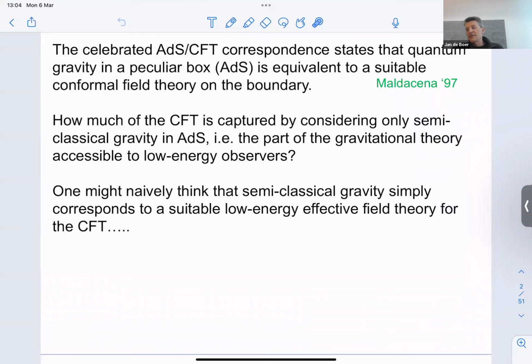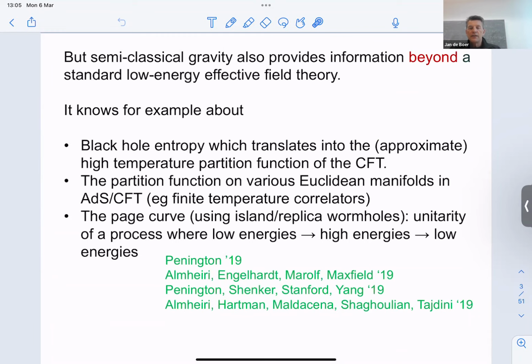But that's not quite how it works, because gravity is just different from quantum field theory. And in particular, semiclassical gravity knows a bit more than just applying low energy effective field theory to the boundary CFT. An example of something the boundary theory knows about that normally would be unavailable in any low energy approximation is that, just in the semi-classical gravitational theory in AdS, you can compute the partition function of the CFT at arbitrary temperature, including very high temperature. Because in AdS/CFT, if you want to compute the partition function of the CFT at very high temperature, all you need to do in the bulk is put a black hole in the bulk and compute the partition function of that black hole, or the energy and the entropy of the black hole.